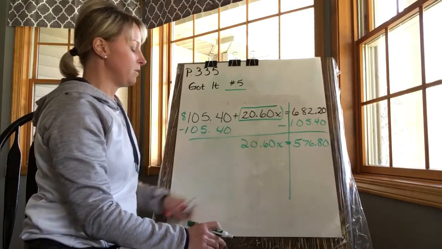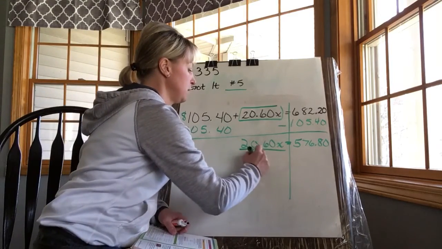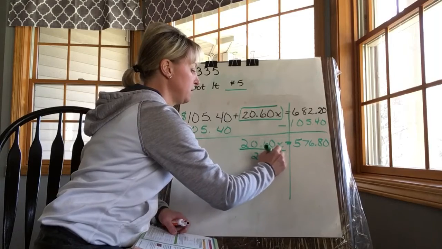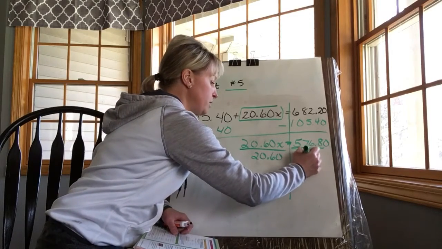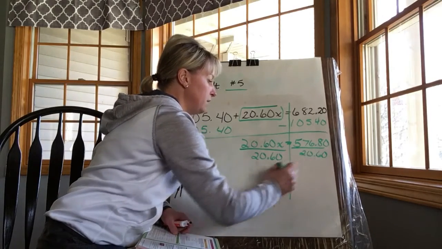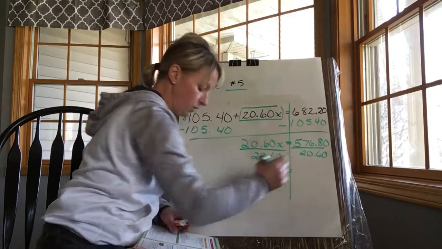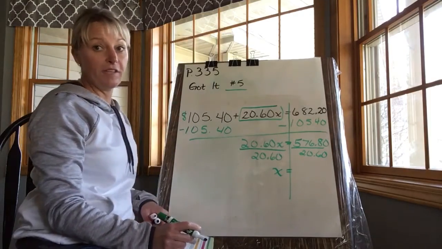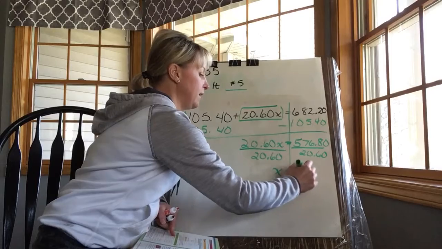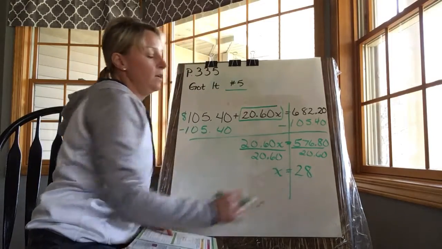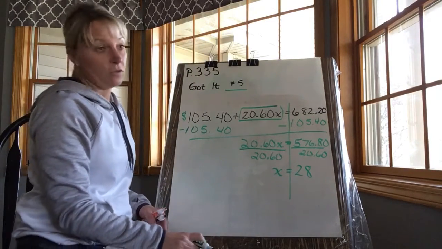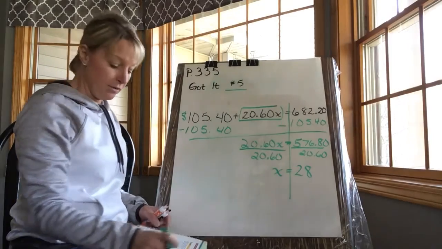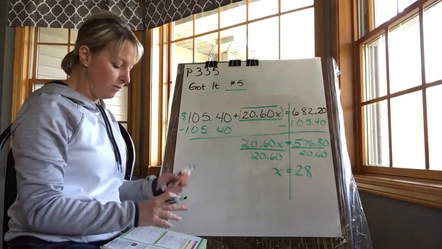To get rid of the $20.60, divide by $20.60 on both sides. Again, just put this into your calculator. You don't need to do all the hard work. In 7th grade, we get a calculator, so definitely use it. And I get the answer to be 28. 28 is a whole number. There's 28 months. So that is how you would answer that last problem.